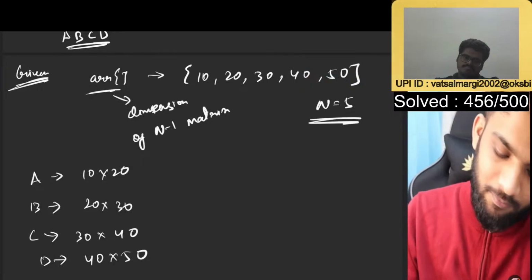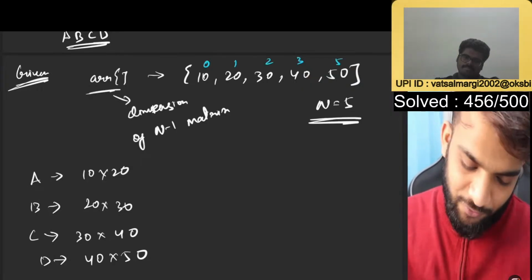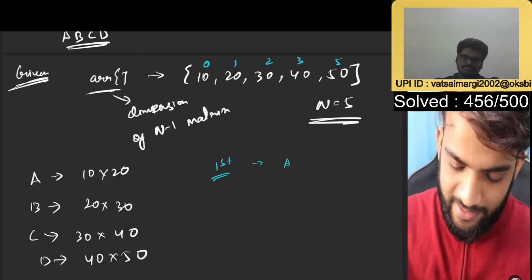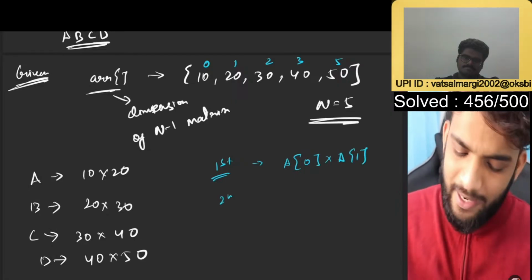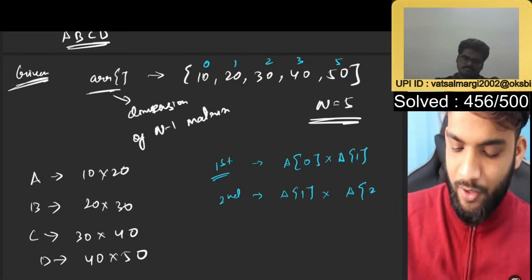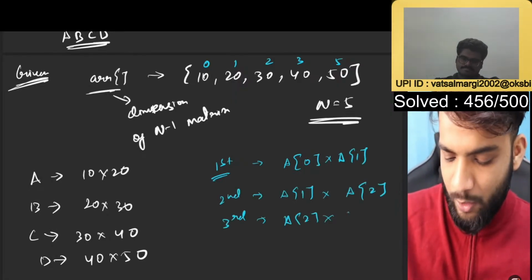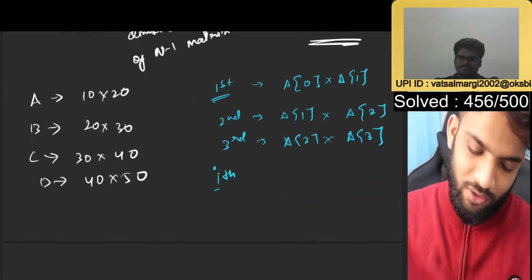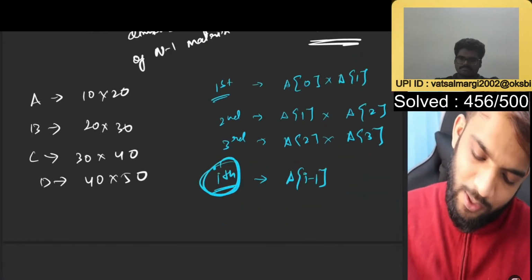So if I try to index them, can I say, for the first matrix, the dimension is A of 0 into A of 1. For the second matrix, the dimension is A of 1 into A of 2. For the third matrix, the dimension is A of 2 into A of 3. Thereby can I write, for any given input, the ith matrix will have a dimension A of i minus 1 into A of i.